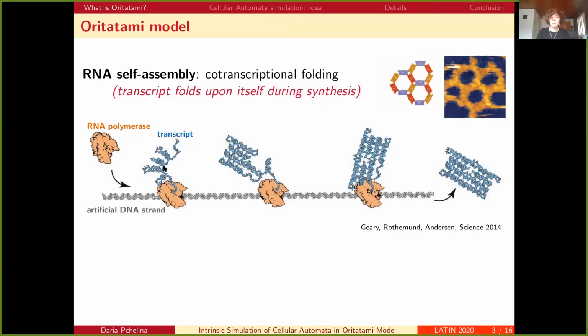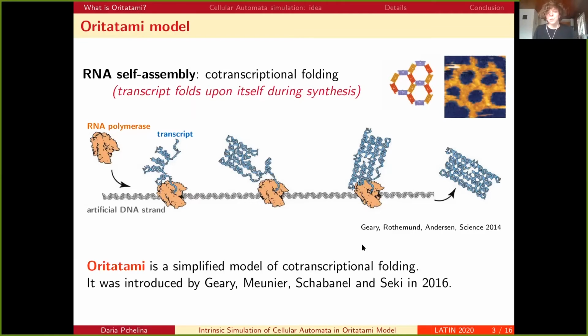The experimental results of Geary, Rothemund, and Andersen in 2014 showed this folding to be quite promising. In contrast to the DNA folding, the RNA folding is happening locally around the polymerase, where the transcript is flexible and creates the connections easily, and it doesn't require high temperatures. So the Oritatami model is a simplified model of this folding, introduced only 5 years ago.